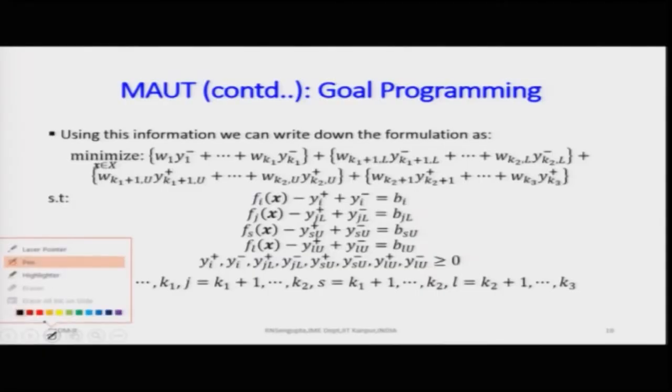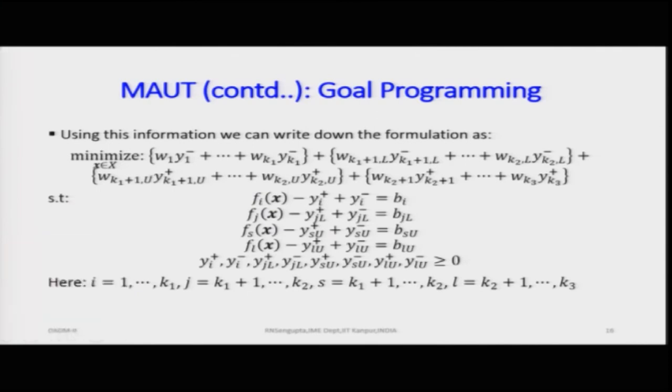So, using this, I have been able to formulate and divide into 3 regions: greater, where I want to attain the attribute at least; in between, where I am satisfied; and less than, where I am also satisfied, depending on the level of confidence I have for attaining that. So, I club them into 3 regions, and this I have already been talking about.